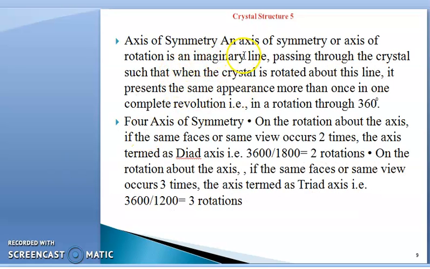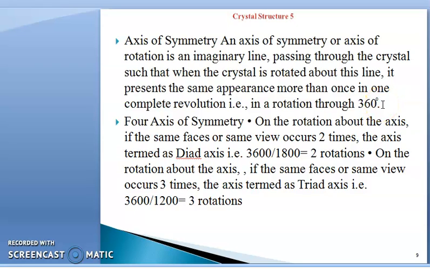Axis of symmetry, or axis of rotation, is an imaginary line passing through the crystal such that when the crystal is rotated about this line, it presents the same appearance more than once in one complete revolution, that is, in a rotation through 360 degrees.